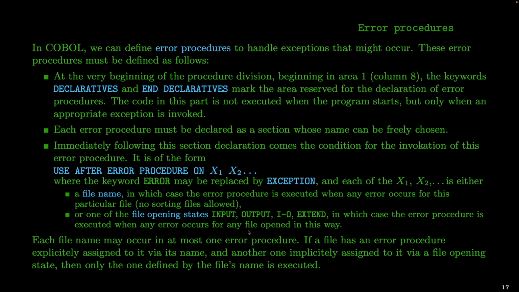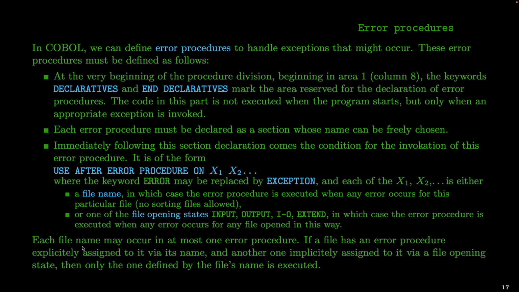Now, of course, you can get some conflicts here because you could have a file that has an exception handler for its particular name, but is also, let's say, opened as input. But if there's also an exception handler for the input state, then you would have two exception handlers and maybe they would be contradictory. So how do we deal with that?